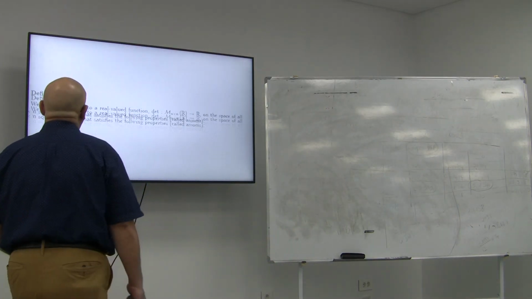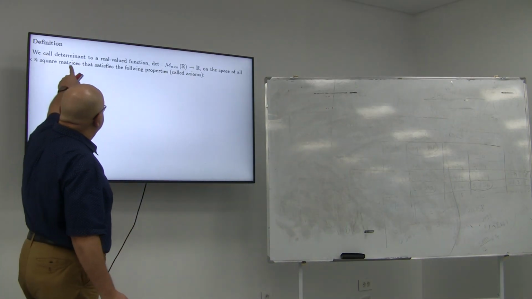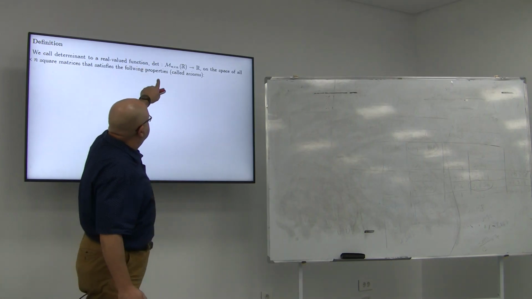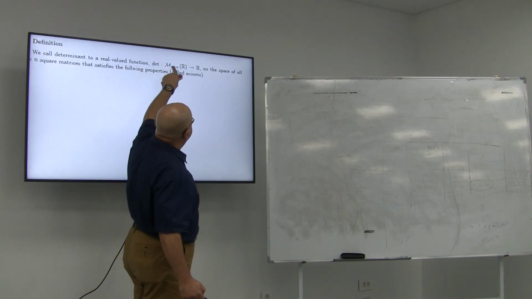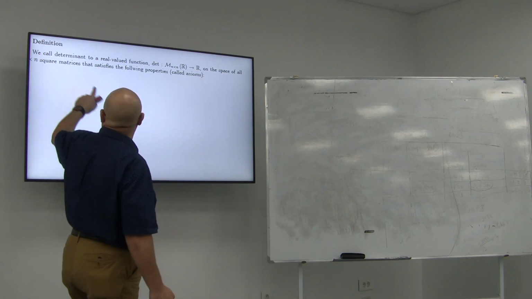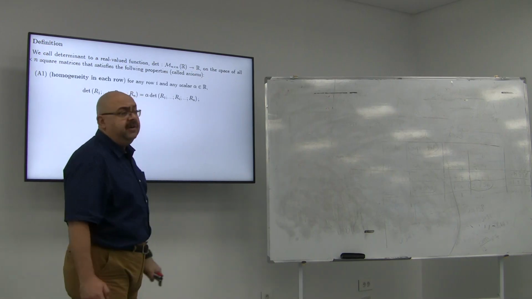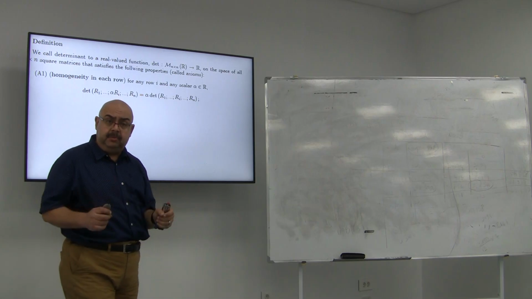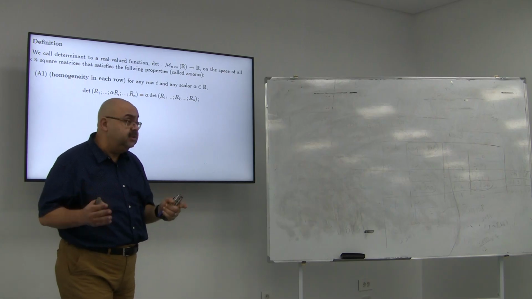Okay, perfect. And then we call the determinant a real valued function, the determinant for any matrix n by n, from the real numbers into the real numbers on the space of all n by n square matrices, that satisfies the following properties. These are the properties of the matrices. I'm sorry, of the determinants.